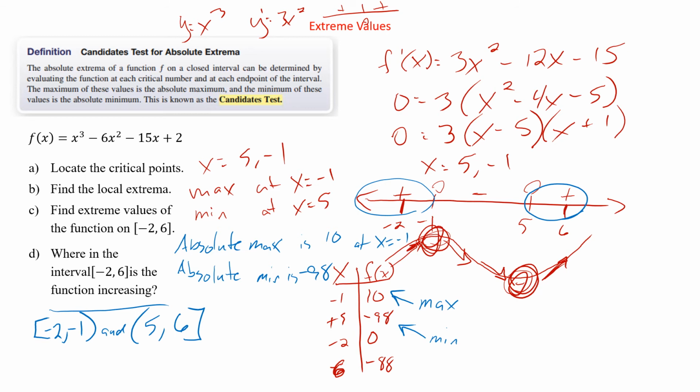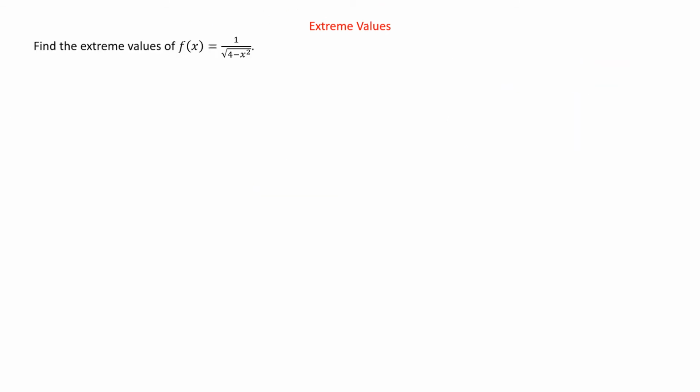So that was some. Let's find some more extreme values. So let's find some extreme values of a different function. This one is f of x equals 1 over the square root of 4 minus x squared. So we're going to have to go through kind of the same steps. First, we're going to need a derivative. But before that, I would rewrite this as 4 minus x squared to the negative 1/2. Negative because we're in the denominator, 1/2 because it's a square root.